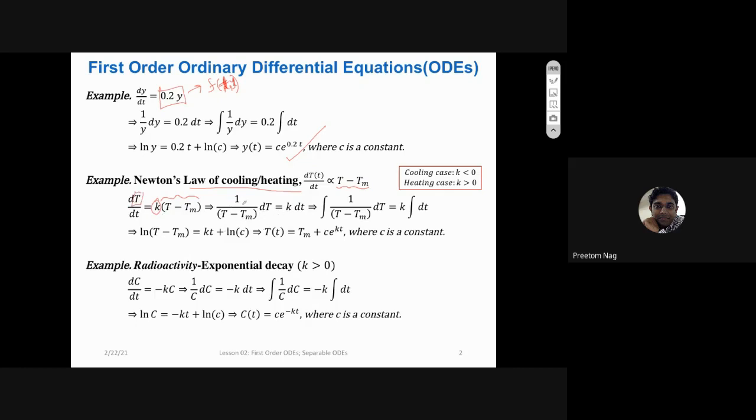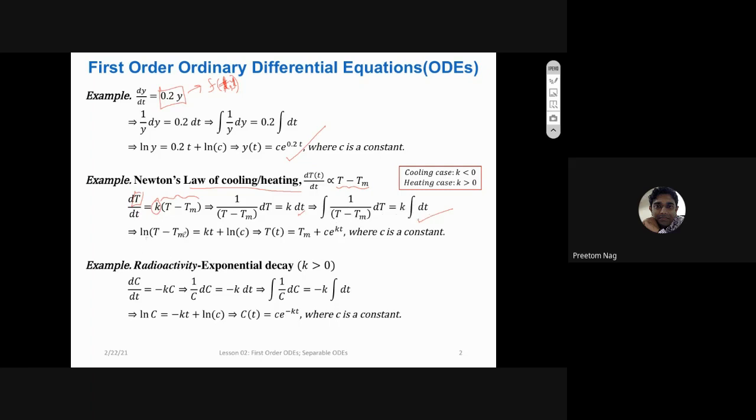Okay, if we consider separable variation, separable ODE, so all three terms are on the left hand side and other terms are on the right hand side. Then taking the integration on both sides of this equation, you will be able to get this integral equation. Integration of 1 by t minus tm dt equals k into integration of dt. So now complete this integration process like before.